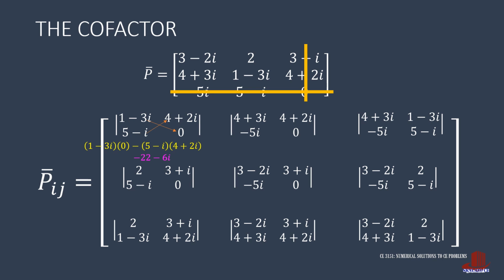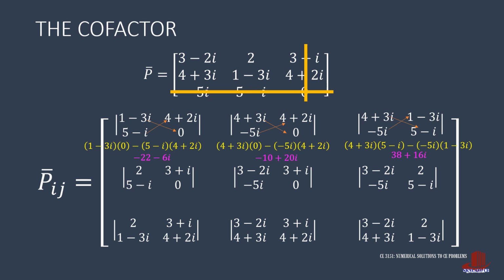The determinant of element 1, 2 is computed as 4 plus 3i times 0 minus negative 5i times 4 plus 2i, which is simplified as negative 10 plus 20i. The next element on the same row has a determinant taken as the binomial 4 plus 3i with 5 minus i, minus negative 5i times the quantity of 1 minus 3i, which results to 38 plus 16i.